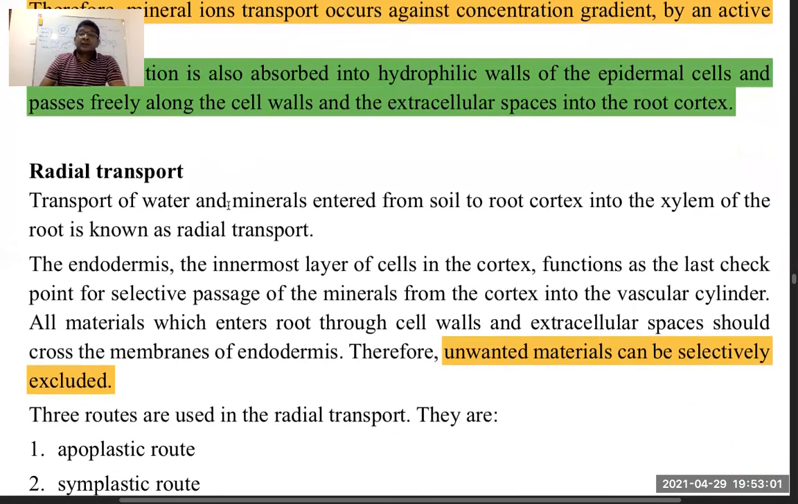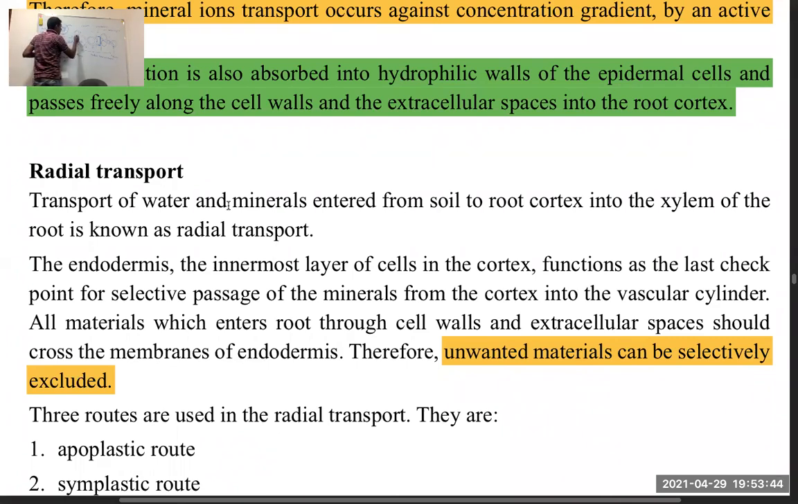Now here these are the cortical cells. Water is now in the root epidermal cells. After that it passes to the cell wall, then to the middle lamella. After that it enters into the cell wall of the cortical cells as well as the air spaces inside the cortical cells, the extracellular spaces. Water fills up here.